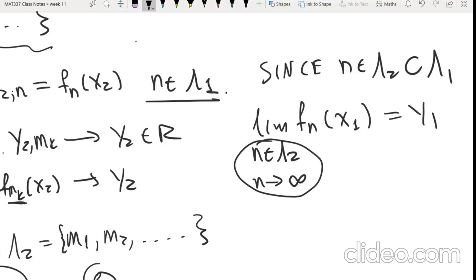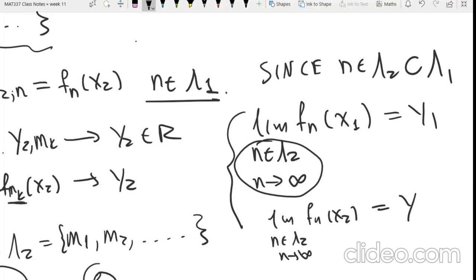Okay, so we have two things. We have limit as n goes to infinity, n in lambda 2, f_n at x2 is y2. So you get both, just because you took it to be a subset. Is that okay? Good.